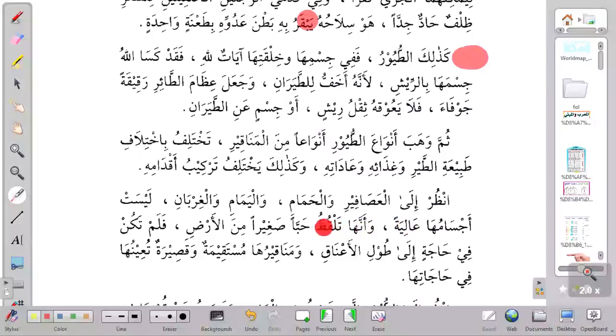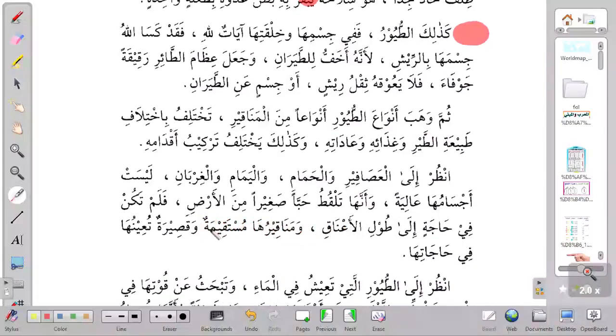وأنها تلقط حبا صغيرا, and that it picks up. لقط يلقط, it also means to pick up. So it picks up حبا صغيرا, small grains من الأرض, from the earth. فلم تكن في حاجة إلى طول الأعناق, and it doesn't need. لم تكن في حاجة, it's not in a position of need, إلى طول الأعناق, for long necks. أعناق is the plural of unuq, that's the neck.